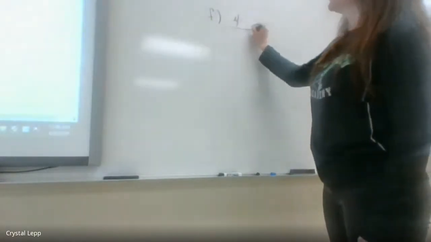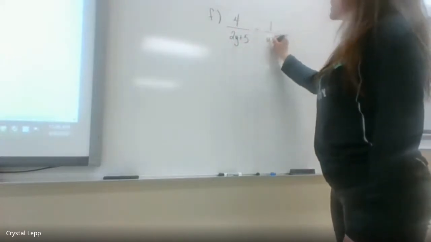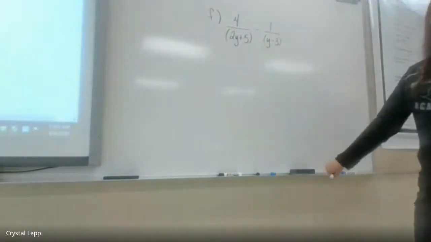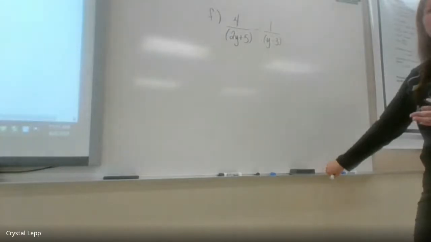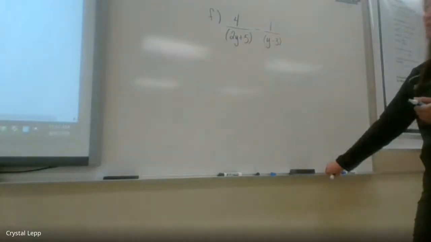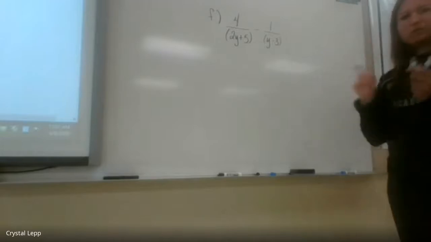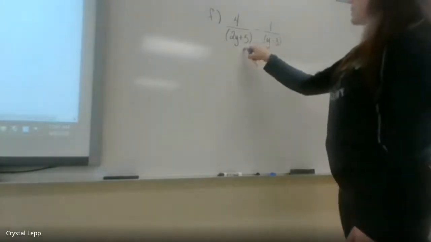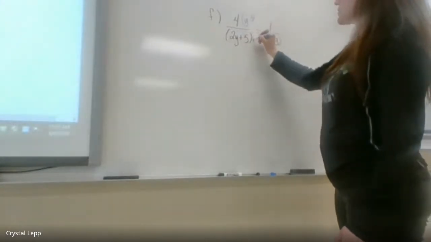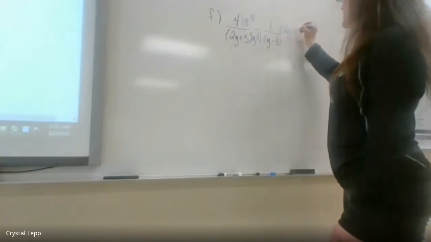F is 4 over (2y plus 5) minus 1 over (y minus 3). I have denominators that are binomials, right? The moment I have a denominator that's a binomial, what I tell you to do to make them common is multiply them by each other. Actually, when you have denominators that are binomials, it's really easy to figure out your common denominator, just the 2 of them multiplied. So this one's 2y plus 5, this one's y minus 3. So I'm going to multiply this one by y minus 3, top and the bottom, and this one by 2y plus 5, top and bottom.